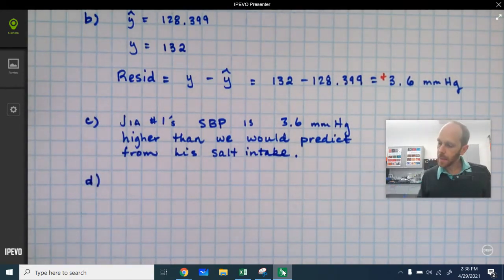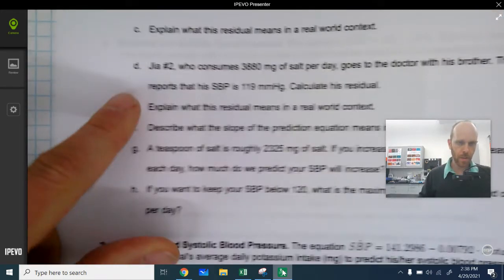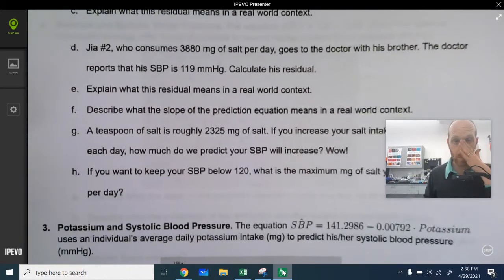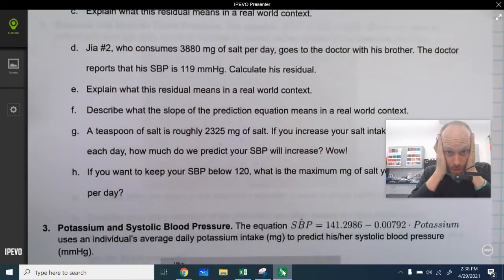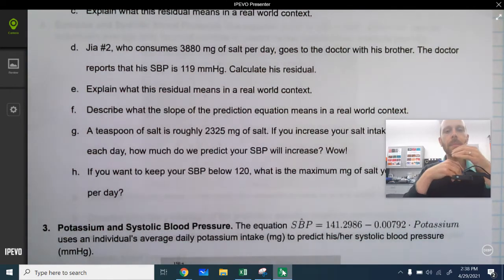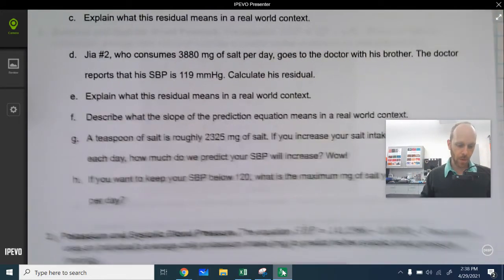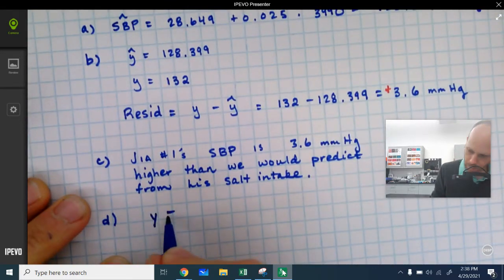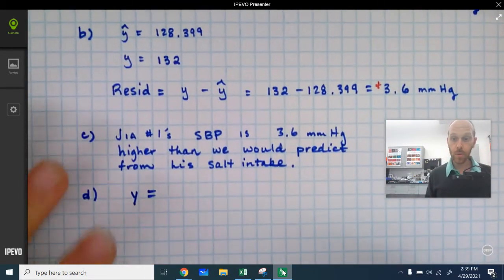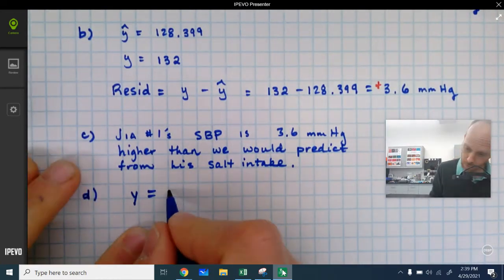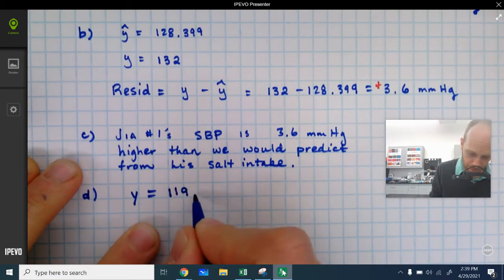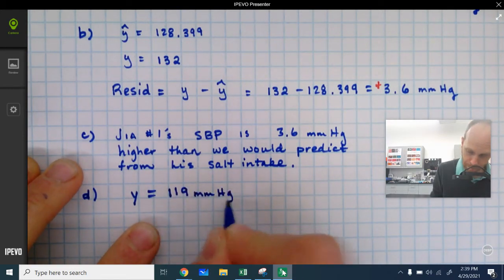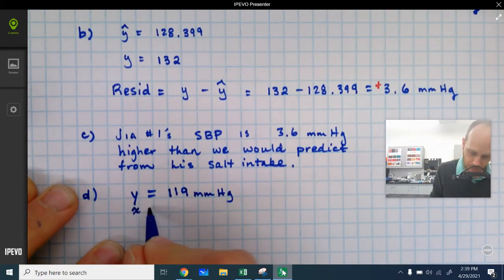Let's take a look at D. D is about GN number 2. Here's what it says: GN number 2, who consumes 3,880 milligrams of salt per day, a little less than his brother, goes to the doctor with his brother. The doctor reports that his systolic blood pressure is 119 millimeters of mercury. Calculate his residual. We were already given GN number 2's observed value, and it is 119 millimeters of mercury.